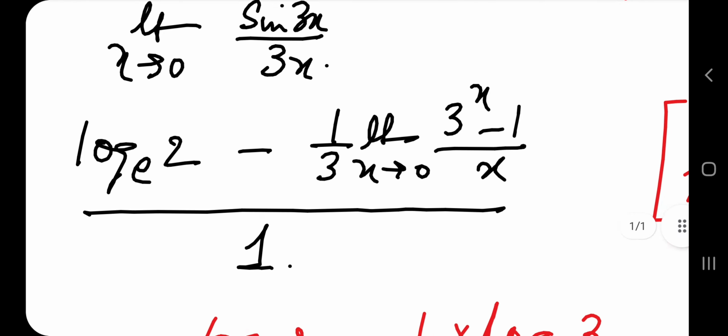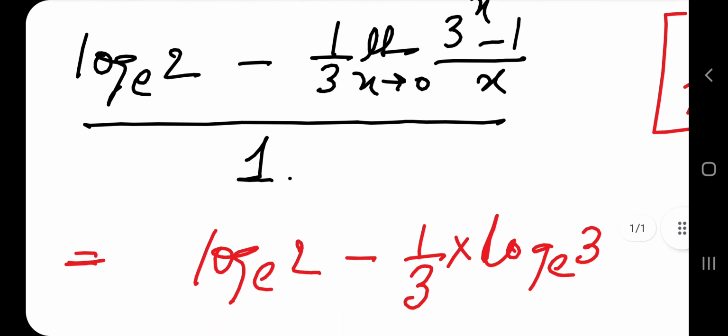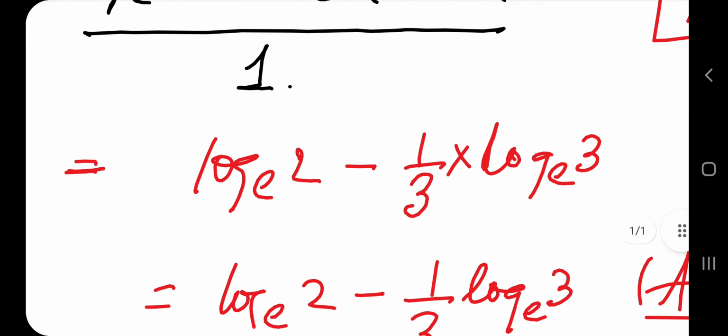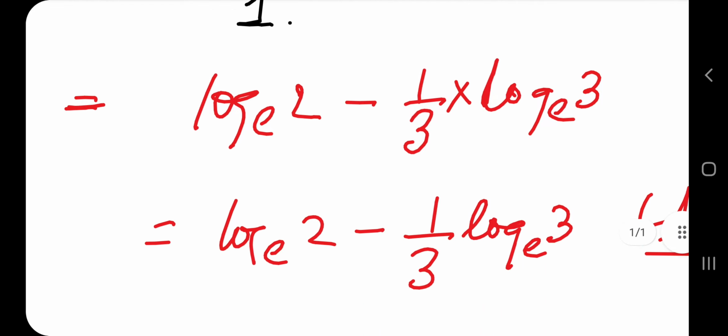Now this one total comes in a formula, you can see. So this is the answer.